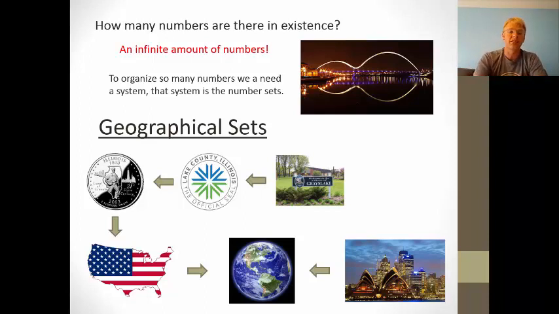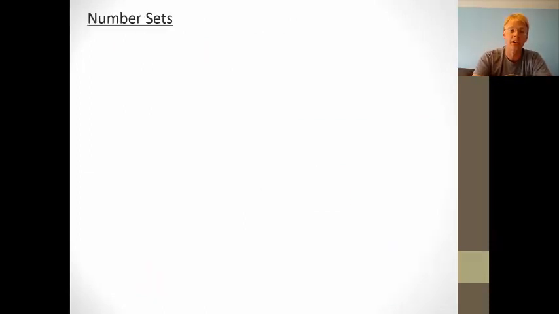Our number sets, there's going to be 6 of them, just like we had 6 geographic sets here, are going to relate with each other in a very similar fashion to the way these geographic groups of people related to each other. So let's jump right into our number sets here.